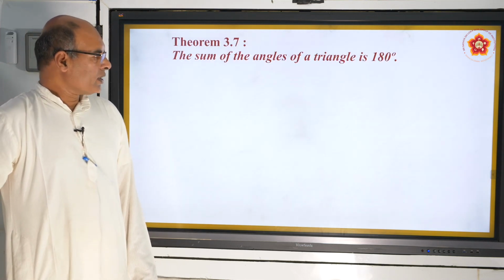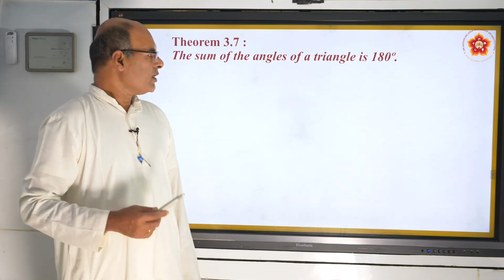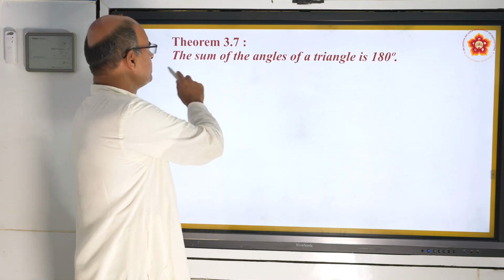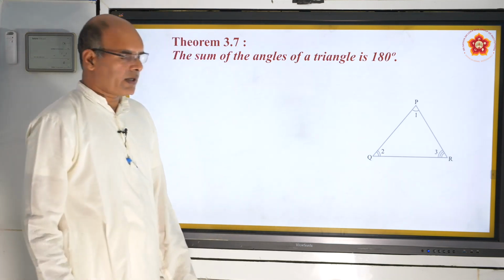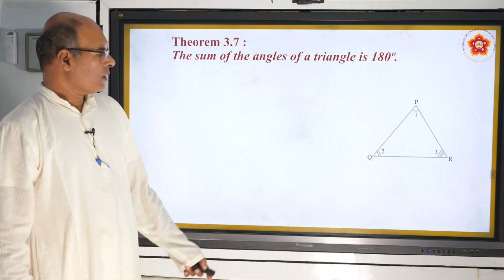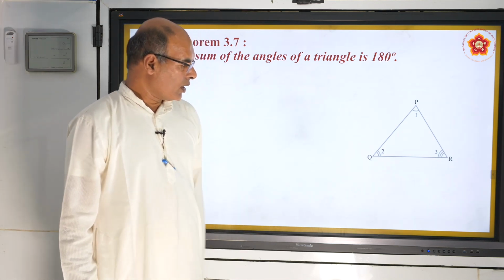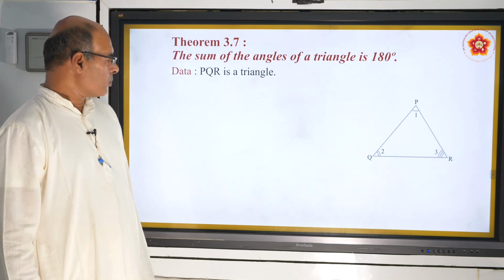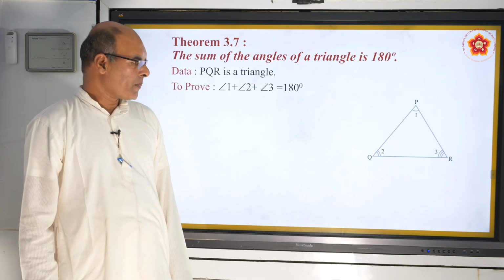So now let us prove it logically. Using axioms, postulates and previous theorems, let us prove it. The sum of the angles of a triangle. First we have to assume a triangle, draw a triangle and mark the angles as angle 1, angle 2 and angle 3. So we have to prove that angle 1 plus angle 2 plus angle 3 is equal to 180 degrees.